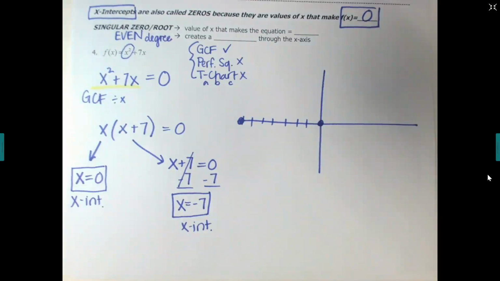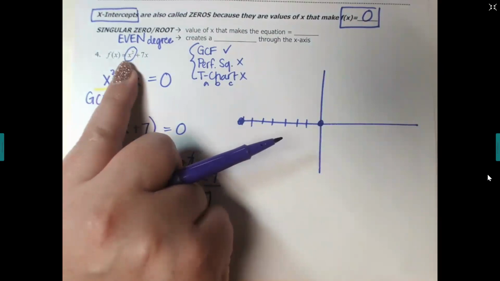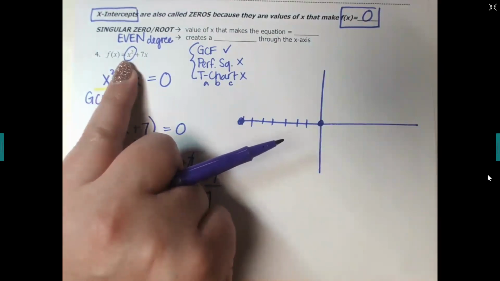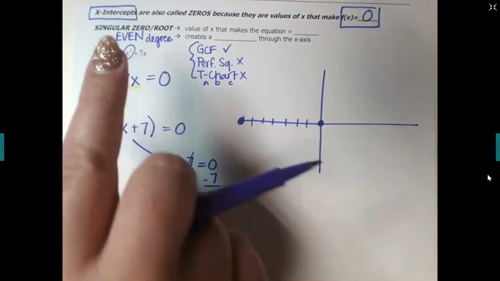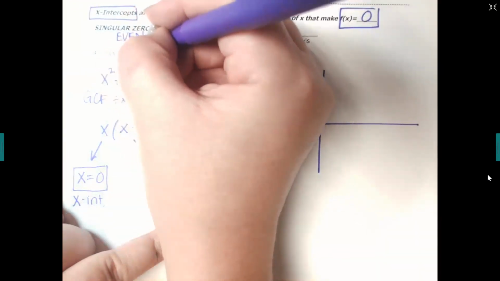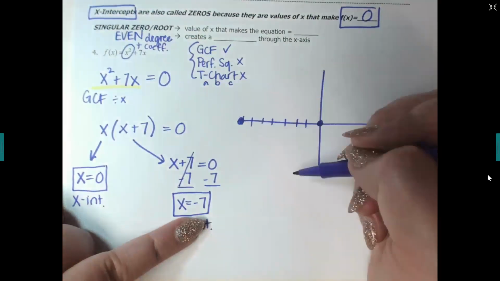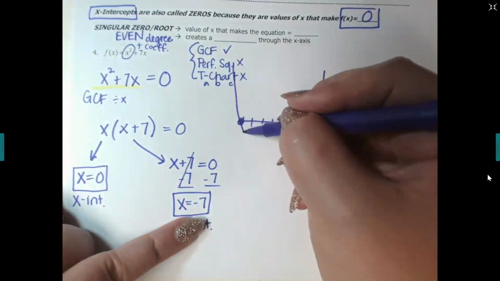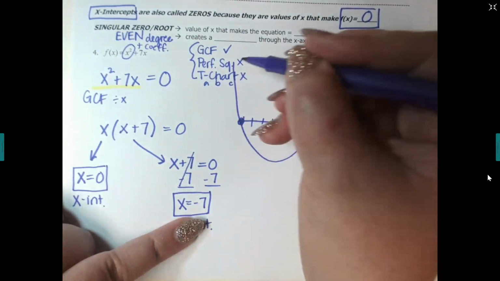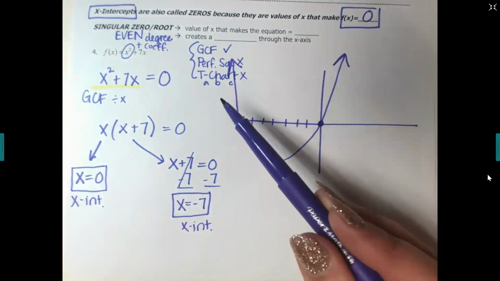And not only is it even degree, but that x squared term is also a positive. Now, how do I know it's positive? Because it doesn't have a minus on it, right? So it's an even degree with a positive coefficient. Well, then I know that both of my ends point up. So I can kind of connect the dots so that both ends point up.